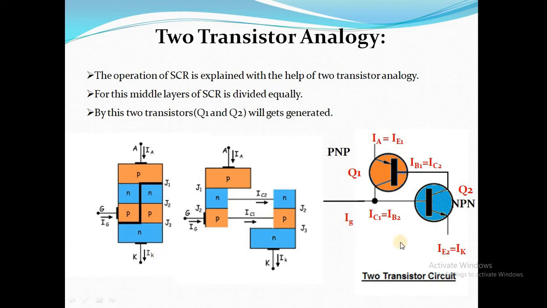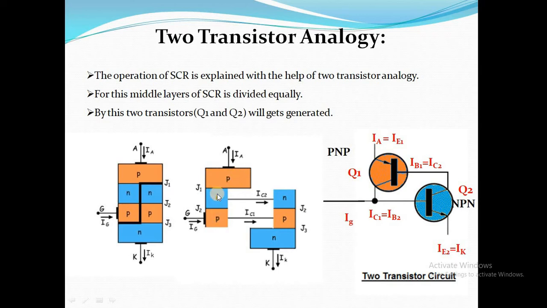So the single SCR has 4 layers. In those 4 layers, the middle 2 layers are equally divided. By dividing the middle 2 layers, we can generate 2 transistors, PNP and NPN. The outer P layer has the anode connection. Through the anode terminal, current is entering. Therefore that terminal is an emitter terminal.